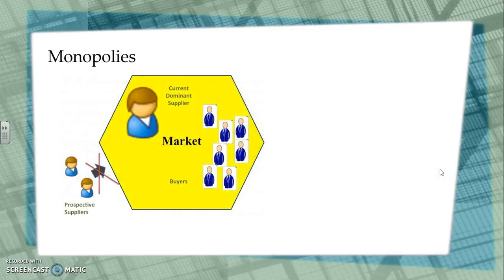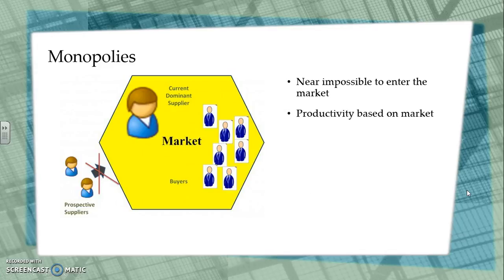Monopolies. Monopolies are the least competitive because there's the fewest suppliers or sellers. The current dominant supplier maintains this entire market, and so they have all the buyers, and because there are significant barriers to entry, we don't have significant suppliers competing with the dominant supplier. It's nearly impossible to enter the market for a variety of reasons. Whether it's a natural monopoly, a geographic monopoly, or a government monopoly, there are significant barriers, and that affects productivity and profit.